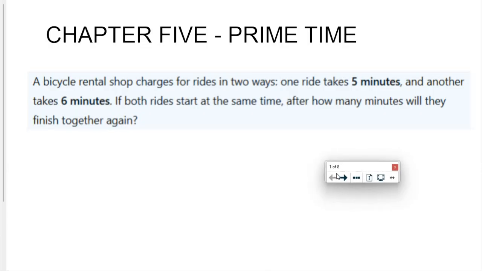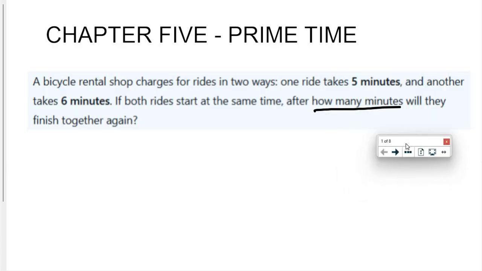So there we go. The first question: a bicycle rental shop charges for rides in two ways. One ride takes 5 minutes and another takes 6 minutes. If both rides start at the same time, after how many minutes will they finish together again?